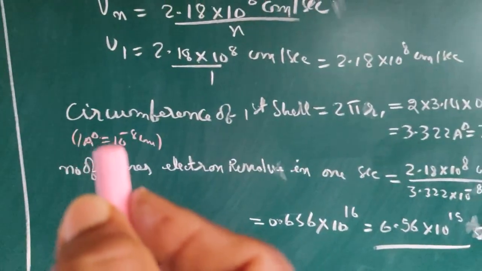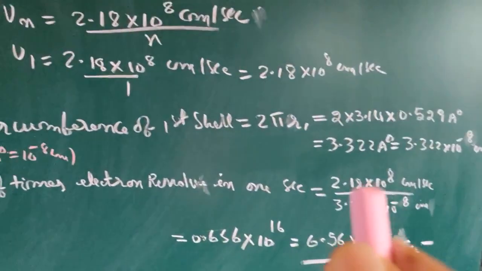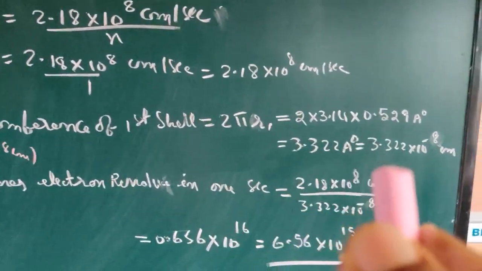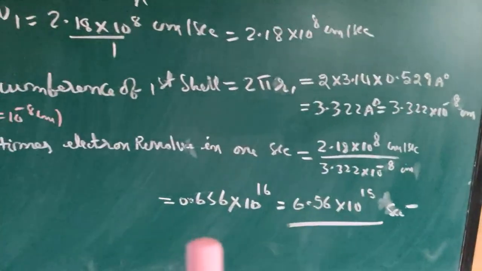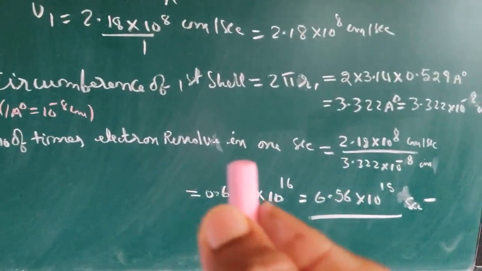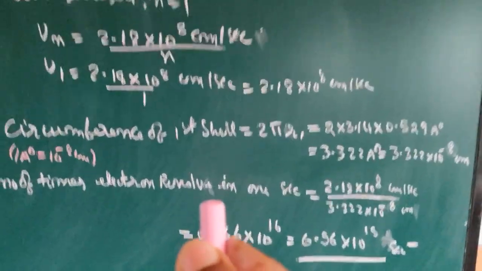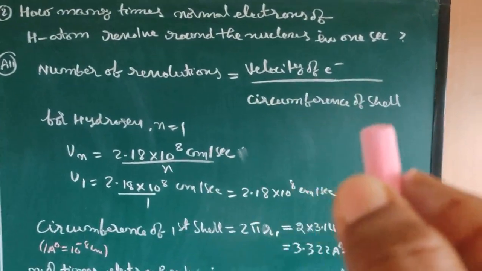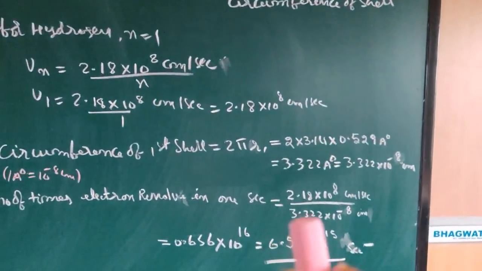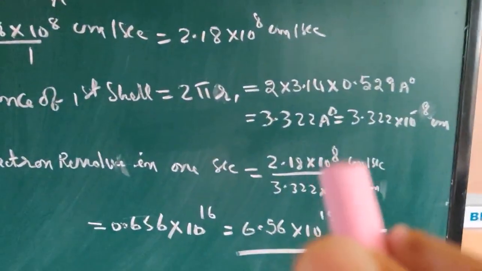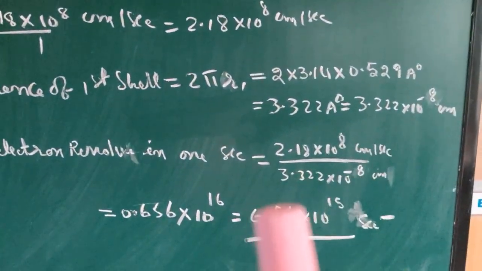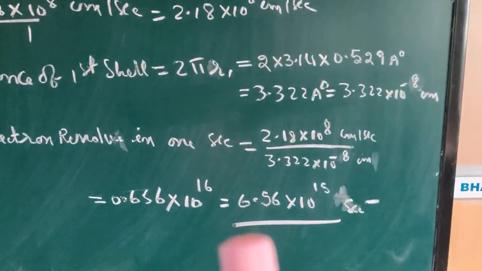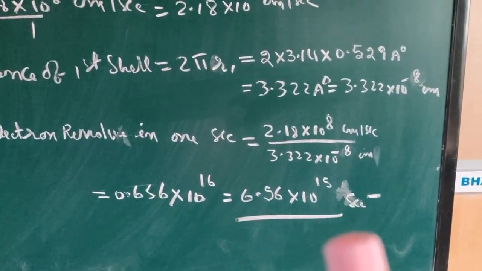Because 1 angstrom is equal to 10 power minus 8 centimeters. In velocity we have considered centimeters per second. That's why in circumference also we consider centimeters. Then the number of times the electron revolves in 1 second, that means the number of revolutions, is equal to the velocity of the electron divided by the circumference of the shell. Velocity of the electron is 2.18 into 10 power 8 centimeters per second. Circumference is 3.322 into 10 power minus 8 centimeters. Finally, after calculation, we get 6.56 into 10 power 15 second inverse.